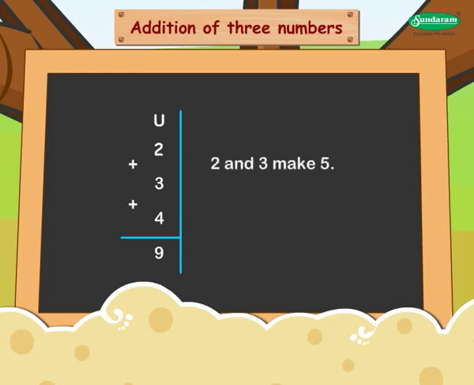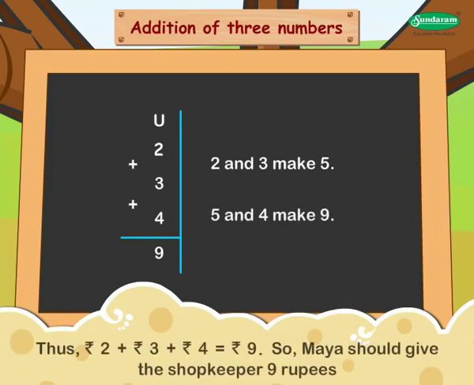2 and 3 makes 5. 5 and 4 makes 9. Thus, rupees 2 plus rupees 3 plus rupees 4 is equal to rupees 9. So, Maya should give the shopkeeper 9 rupees.